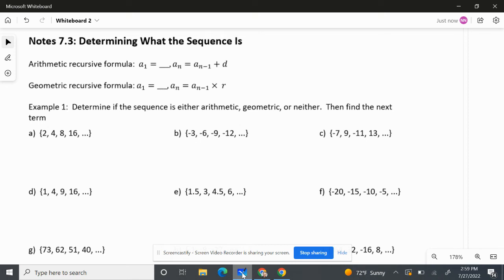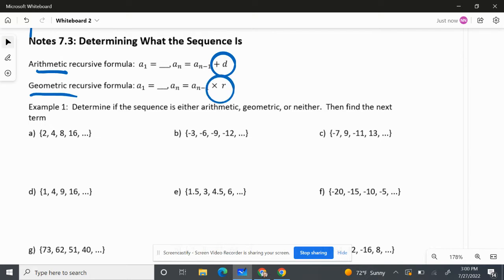What we're going to do is determine what the sequence is. We're going to look at our sequence and decide, is it an arithmetic sequence? Arithmetic means that we have a common difference, so we're adding or subtracting. Or is it geometric? And geometric means that we're multiplying or dividing.